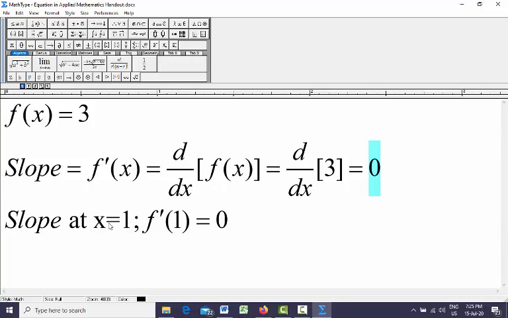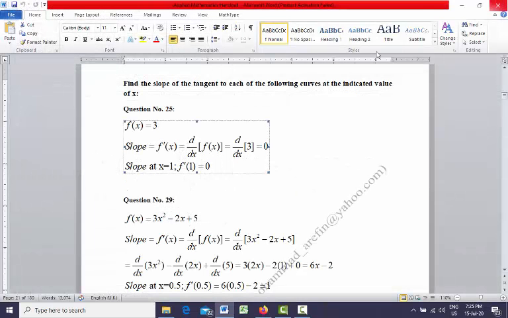Since the question was asking us to find out slope at x is equal to 1, this is the slope function. Since there is no x here, the slope function with value of x equal to 1 will also be 0. That means slope is 0 here.